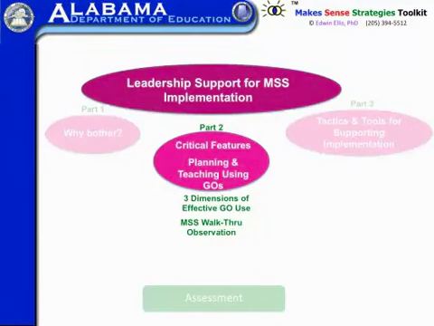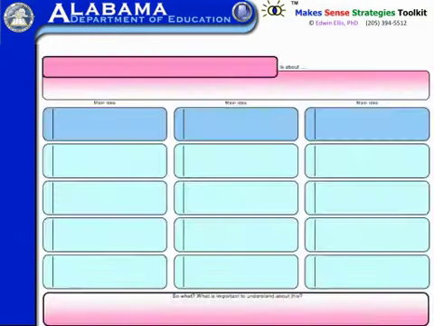In this video, we're going to take a look at the critical features of effective use of graphic organizers, and we'll be looking at 3 dimensions. And then I'm going to share with you some specific things to look for during walkthroughs so you can get a sense of whether teachers are implementing the Make Sense strategies effectively or not.